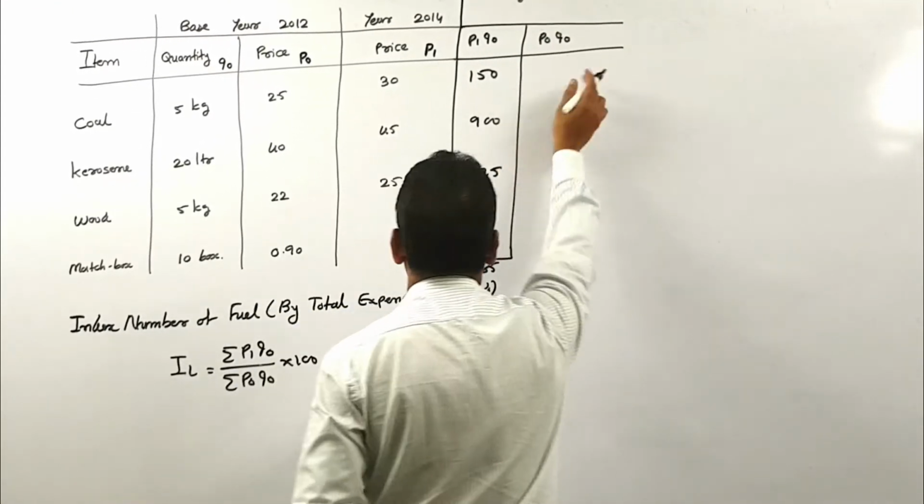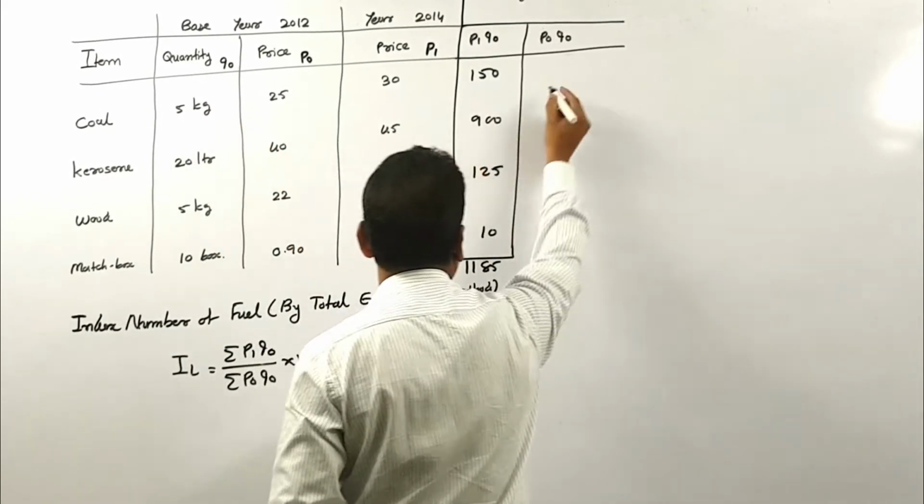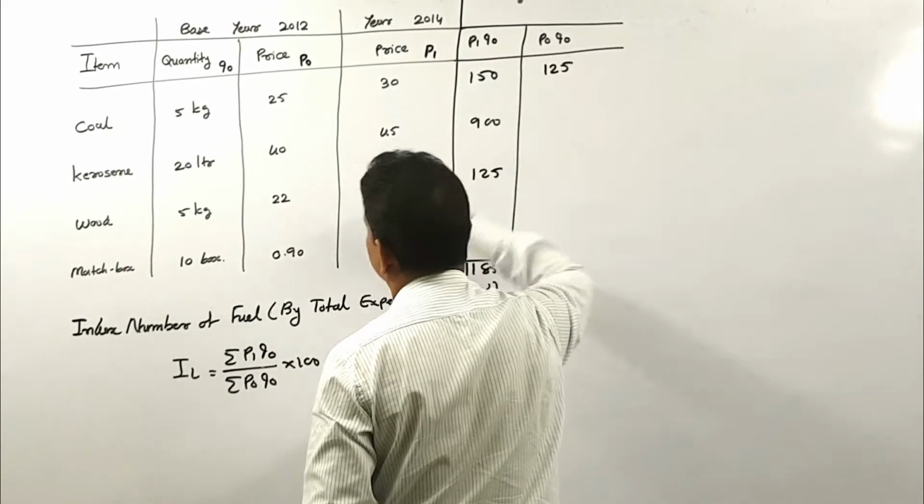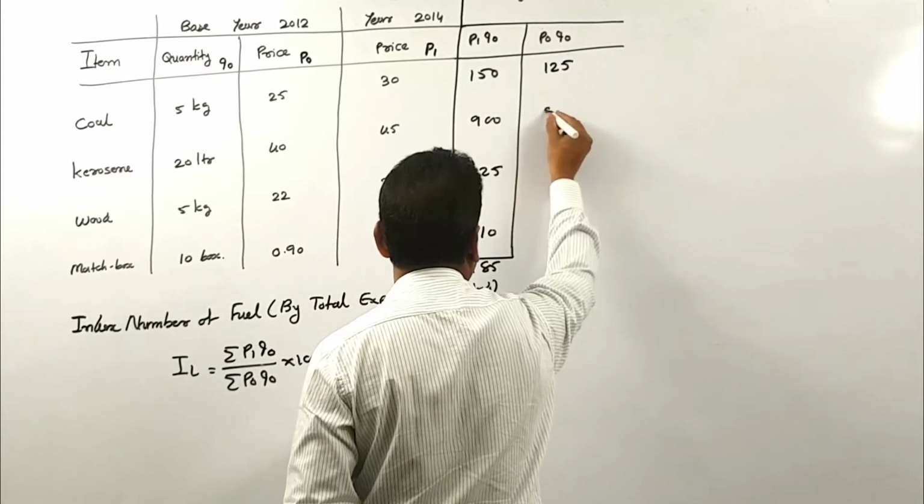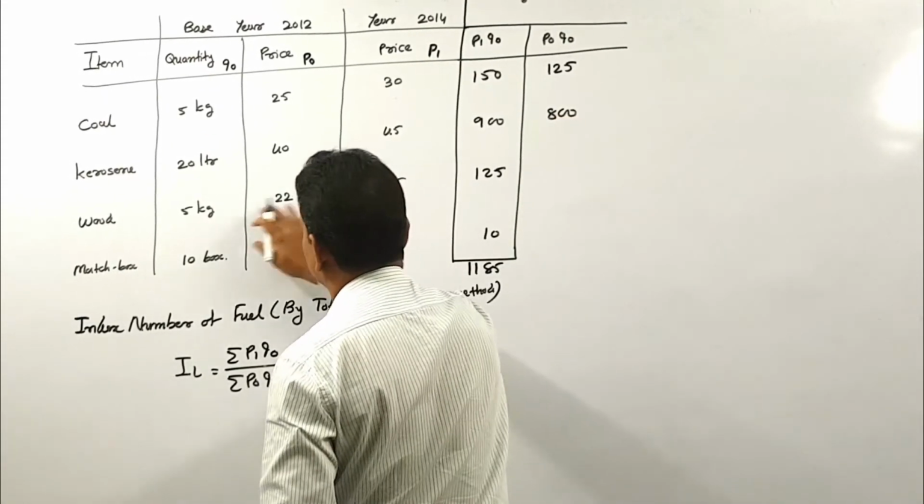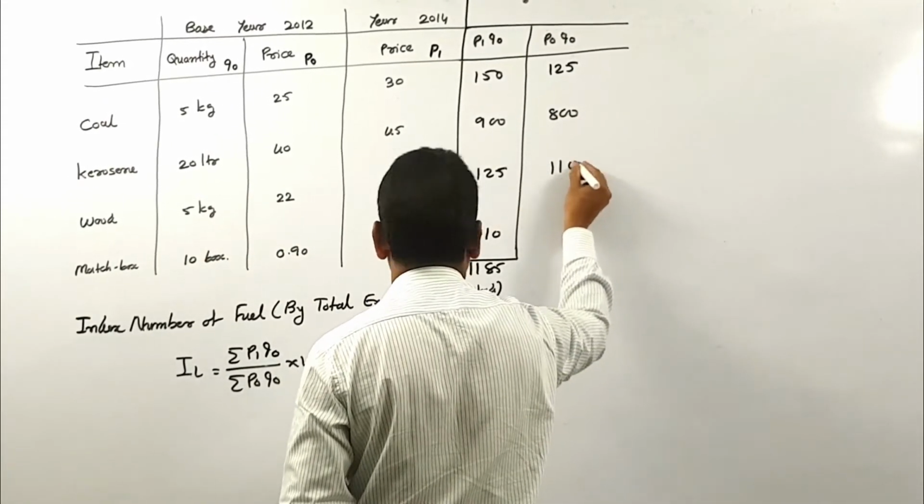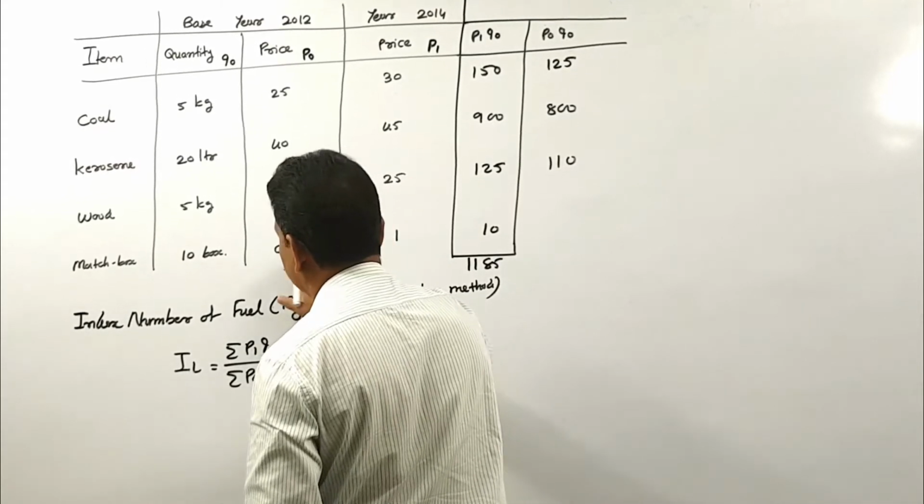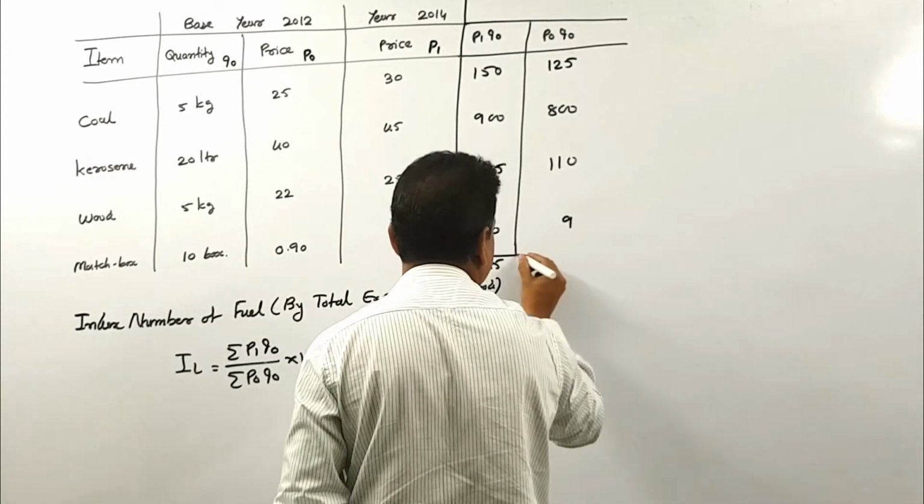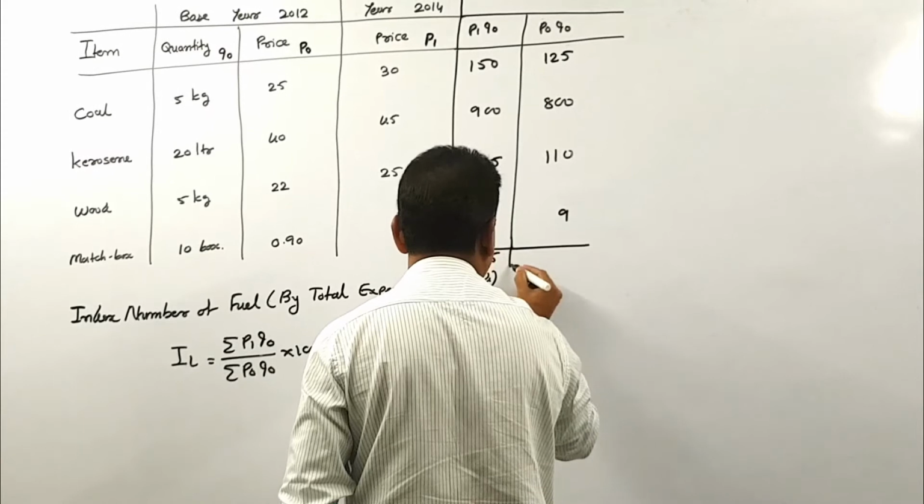Then P0 Q0. So 25 into 5, it is 125. 40 into 20, it is 800. 22 into 5, it is 110. And 0.90 into 10, it is 9. Now we are getting this total.